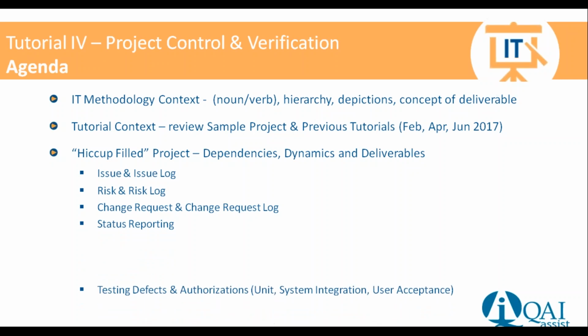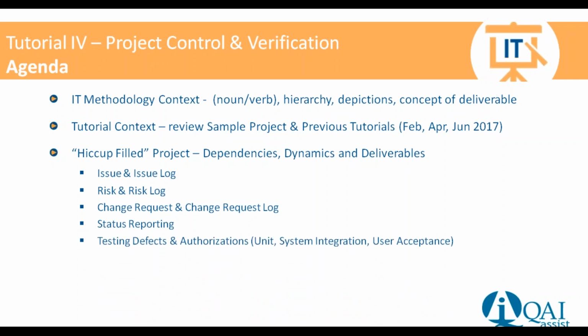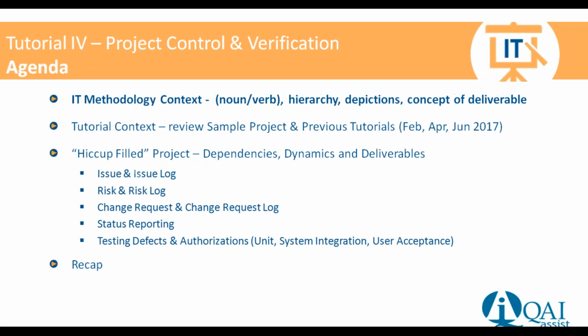And we're going to cite them and view some of the examples of what we're going to use to control and verify our project as we go through it. So we're going to be talking about issues and risks and change requests, status reporting as we go through, testing defects and authorizations, be it for unit, system integration, and user acceptance. And then we're going to recap. So as I said, we've got a lot of detail to go through today. So without further ado, let us get started.